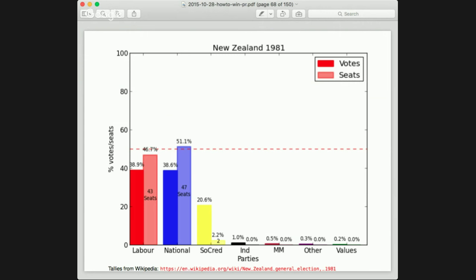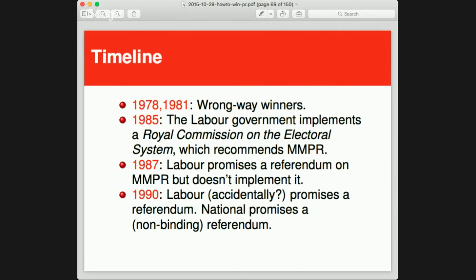So, what can we say about these two things? Well, they made Labour mad. And so Labour said, hey, we're keeping on getting ripped off. If we form the government, then we're going to implement proportional representation. Promise, promise, promise. So they did a royal commission in 1985. And then in 1987, they said, we're going to do a referendum to choose proportional representation. And then they didn't do it.